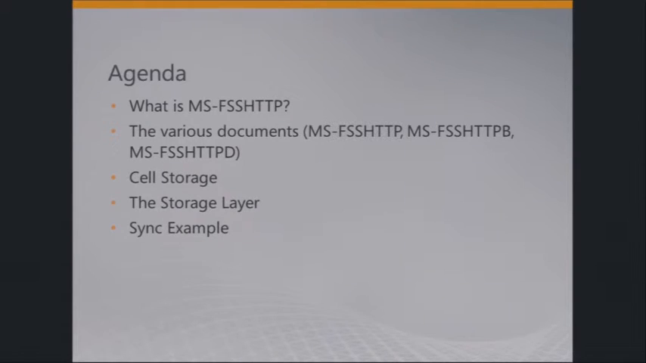So we'll talk a little bit about what it is, the various documents. There are various components to the FSSHTTP layer. Some are easier to grok than others, and I want to concentrate on one of the more complex areas, which is called the cell storage layer. This has the mechanics of doing that incrementalness back and forth, and so I just want to dig into that a little bit, and talk about some of the layers that exist in there, do a little bit of an example of how sync works, and then we can take any questions. And feel free to interrupt me at any point to ask for clarifications.